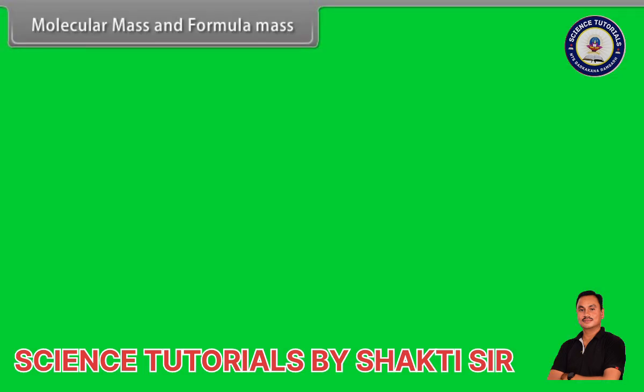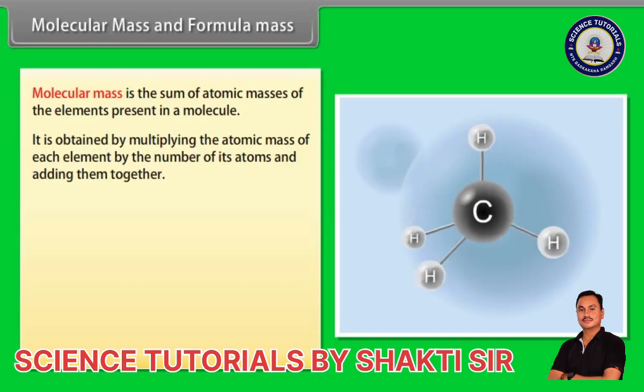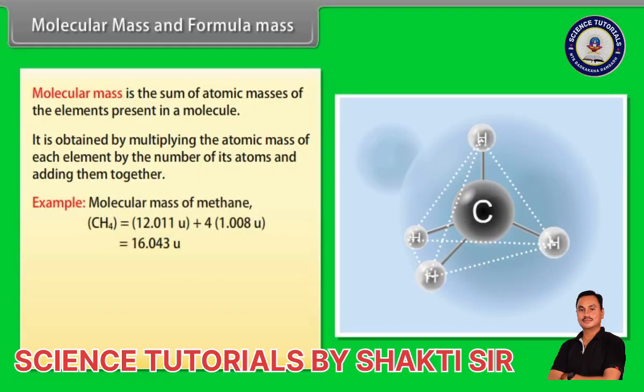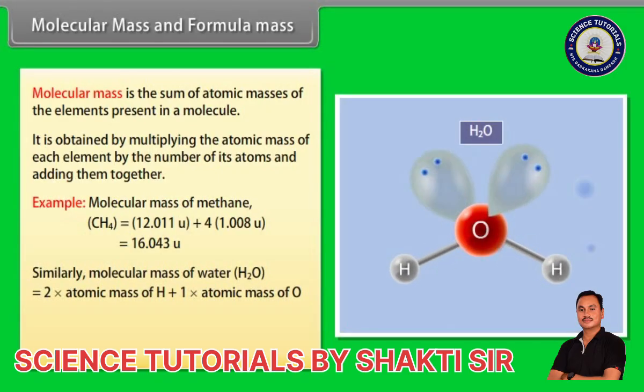Molecular mass and formula mass. Molecular mass is the sum of atomic masses of the elements present in a molecule. It is obtained by multiplying the atomic mass of each element by the number of its atoms and adding them together. Example: molecular mass of methane, CH4, is equal to 12.011 u plus 4 × 1.008 u, which is equal to 16.043 u.